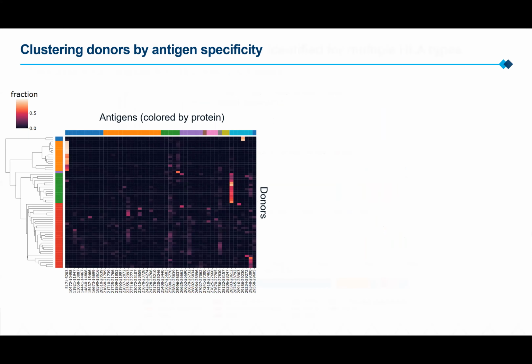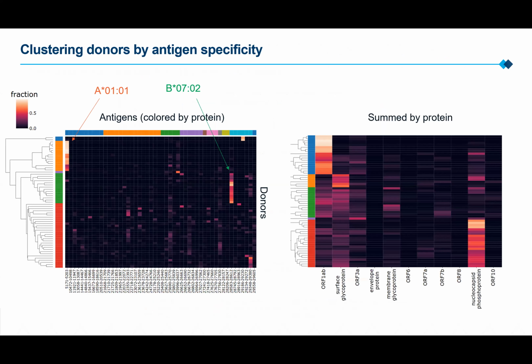One thing you can do with these response data is cluster individuals, cluster the donors by the actual antigens that they're targeting. The thing that jumps out immediately is a handful of these clusters that are, of course, HLA restricted. This one on the upper left is the HY11 epitope. This other one is a B0702 restricted epitope. And you can, of course, then also collapse that down to proteins, which largely reflects the epitope level immunodominant structure.